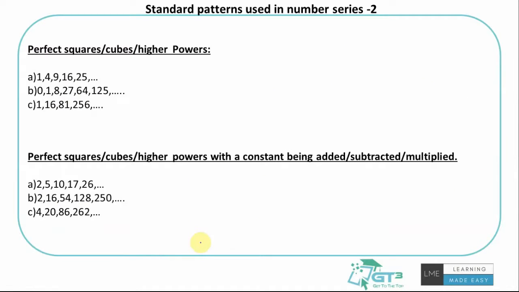Another type, the pattern I would rather call, is seeing perfect squares, cubes and higher powers. For example, 1, 4, 9, 16, 25. 1 square, 2 square, 3 square, 4 square and 5 square. Right, these are 1, 4, 9, 16 and 25. So the next term would basically be 6 square, that is 36. So that's as simple as it can get.